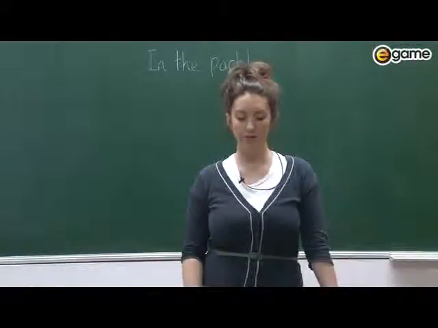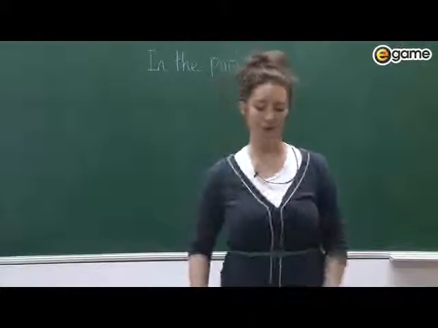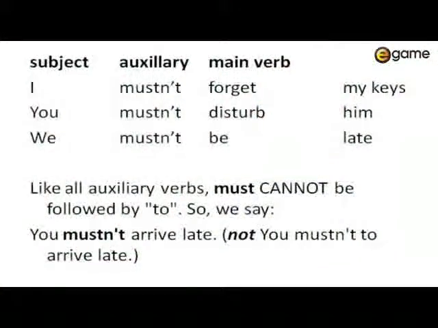The structure is the same as with must. It's an auxiliary verb. So again, subject, I, you, we, they, he, she, it, must not or mustn't, and then the main verb without the to. So subject, auxiliary, in this case must not, and main verb. And we often contract must not to mustn't. So you mustn't go.